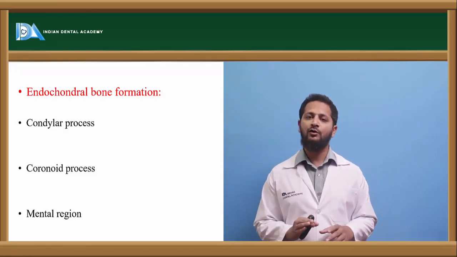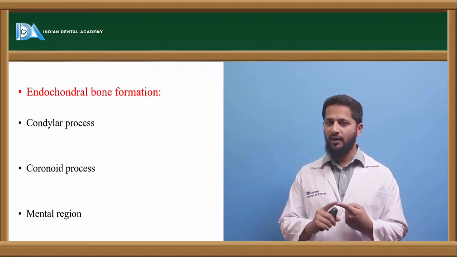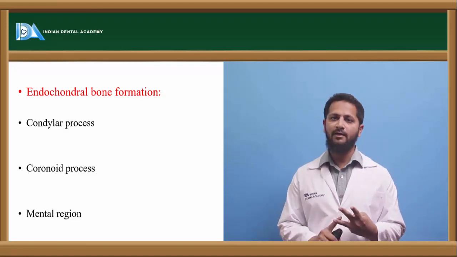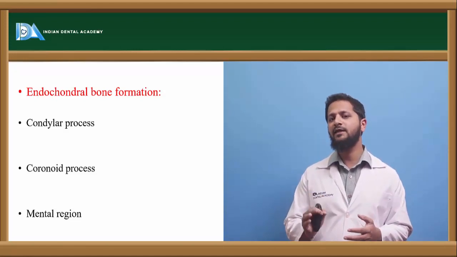So endochondral bone formation is seen at three areas of the mandible. It is at the condyle, at the coronoid process, and at the mental region. First, let us know how endochondral bone formation takes place at the condyle.